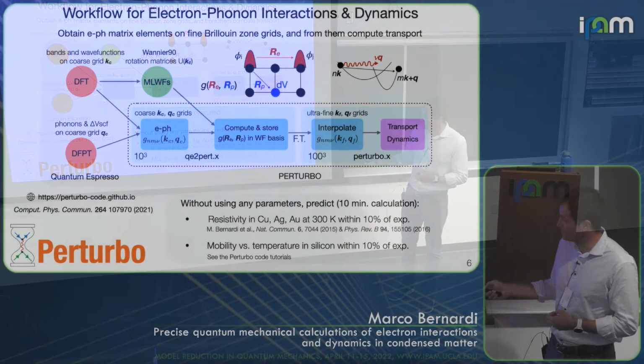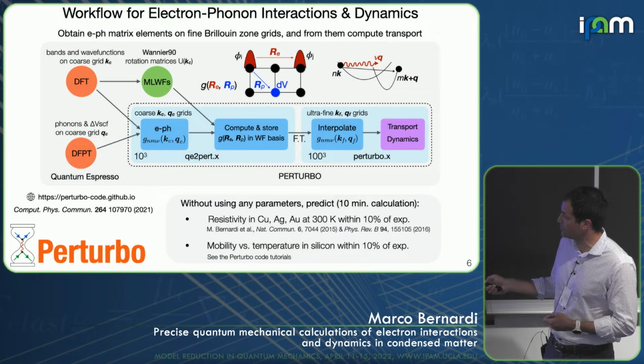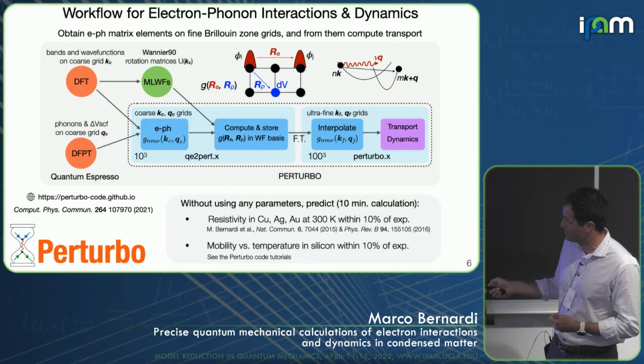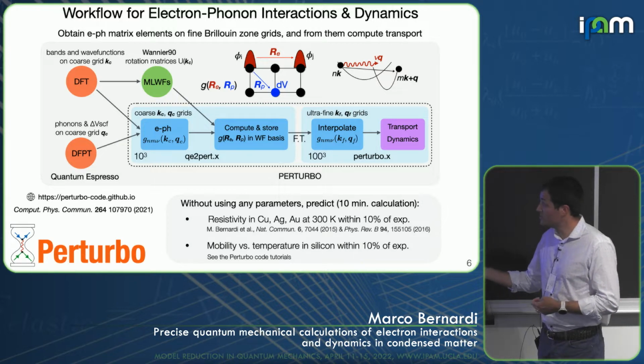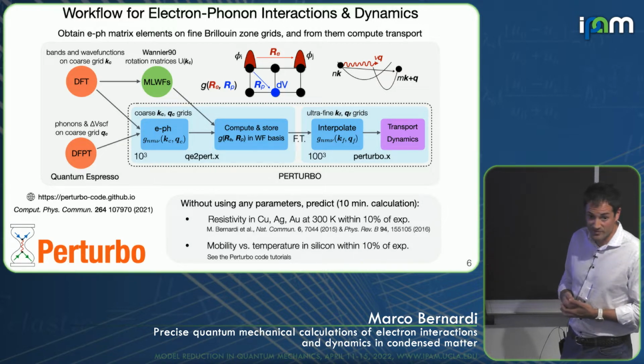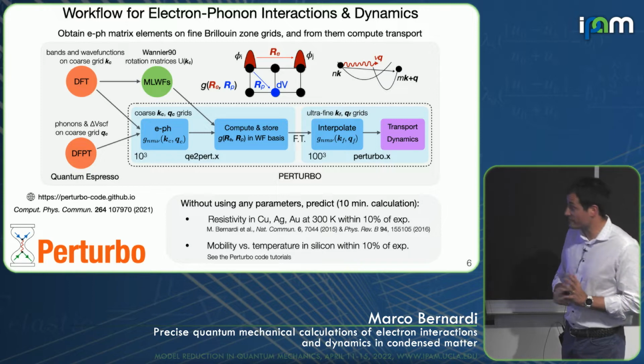And so the typical workflow is that you first compute this electron-phonon coupling with grids of order 10 by 10 by 10 for both the electron and the phonon momenta. And then you interpolate onto these fine grids. The interpolation is very subtle.